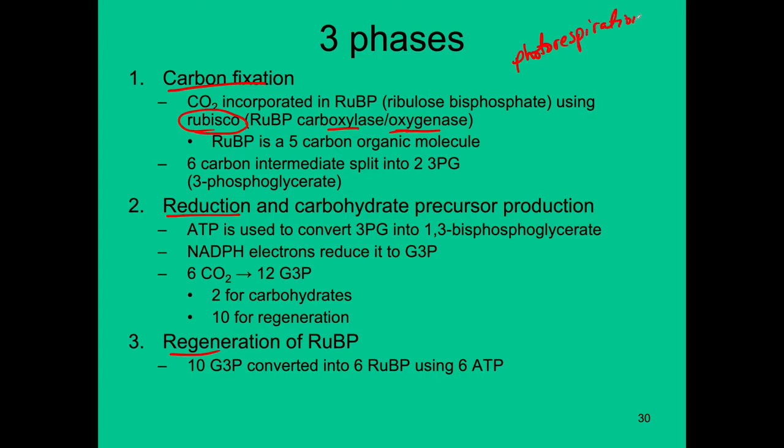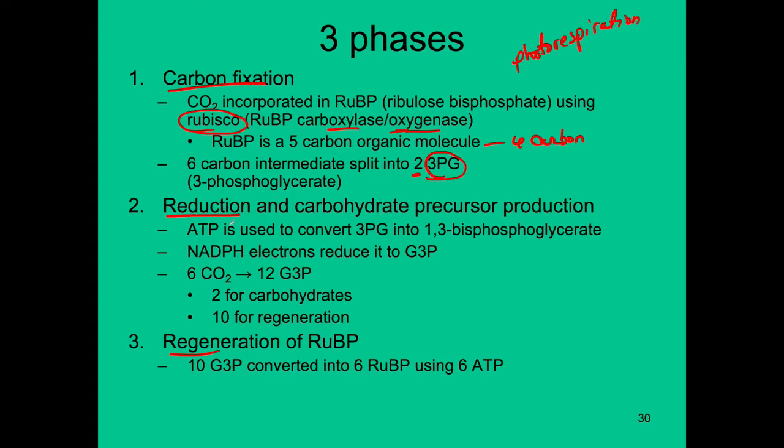So remember, Rubisco is both a carboxylase and an oxygenase, and has a high affinity for binding either carbon dioxide, CO2, or oxygen molecules. RUBP itself is a 6-carbon molecule. So when we take a CO2 molecule and jam it onto an RUBP, it now becomes a 6-carbon molecule. What are G3Ps? G3Ps are 3-carbon molecules. So that 6-carbon intermediate will get split into two 3PGs.